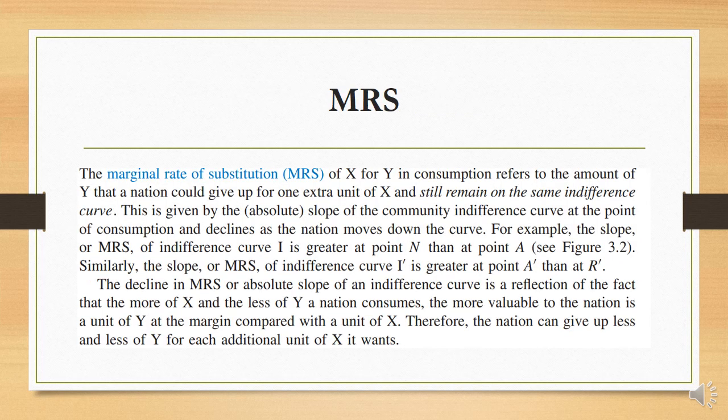The marginal rate of substitution of X for Y in consumption refers to the amount of Y that a nation could give up for an extra unit of X and still remain on the same indifference curve. This is given by the absolute slope of the community indifference curve at the point of consumption, and it declines as the nation moves down the curve. For example, the MRS of indifference curve 1 is greater at point N than at point A, in figure 3.2, on the previous slides.